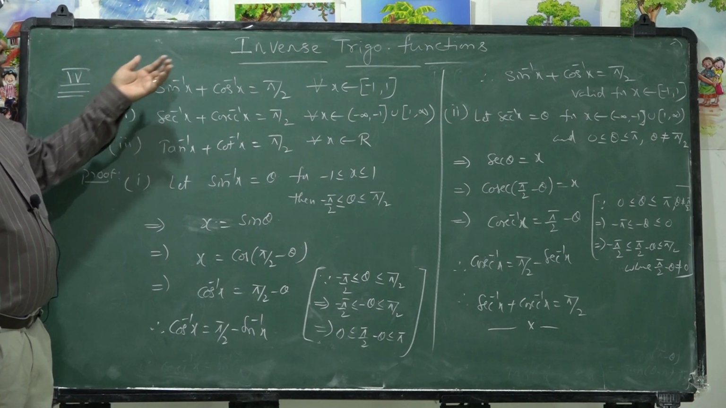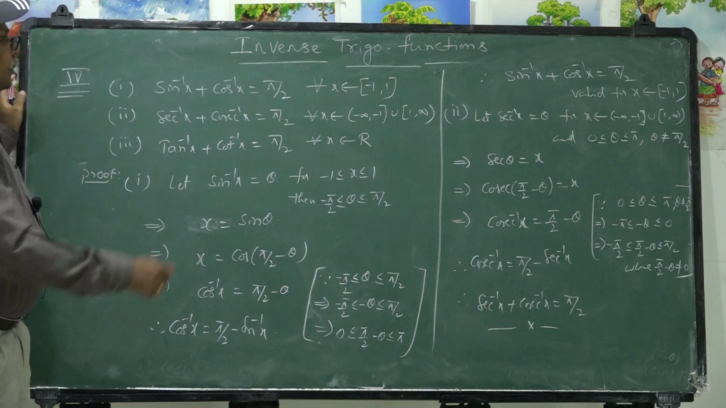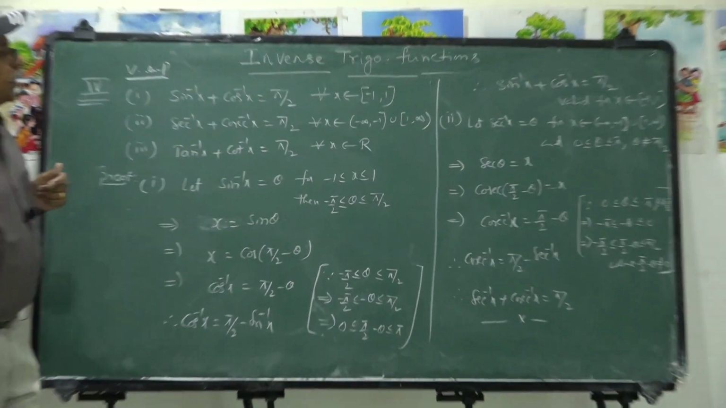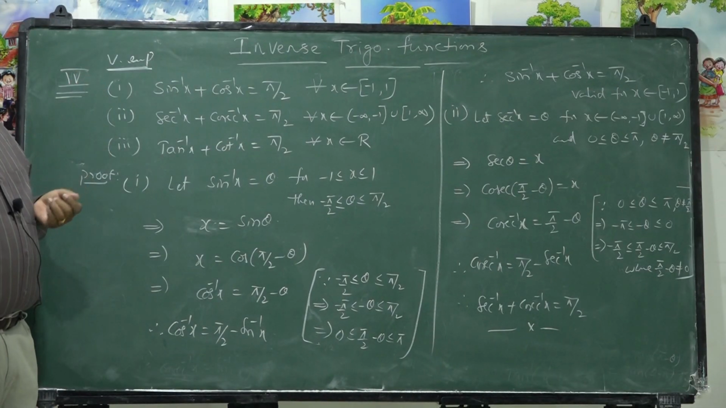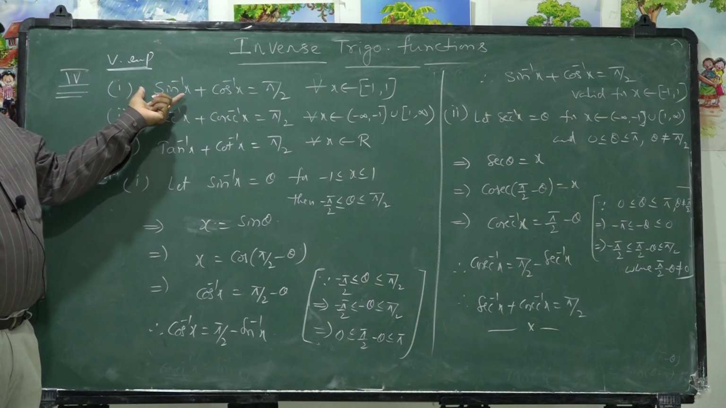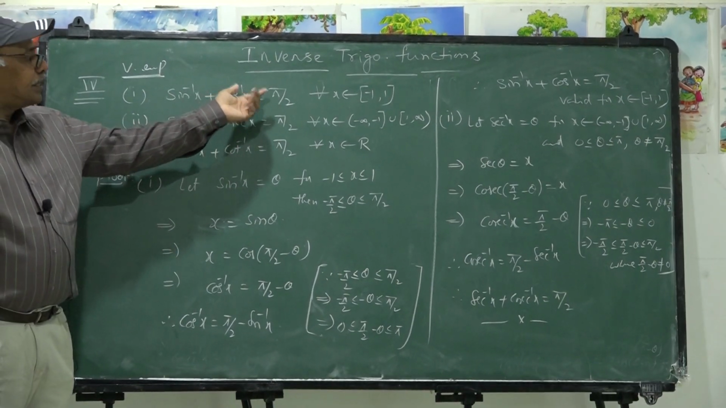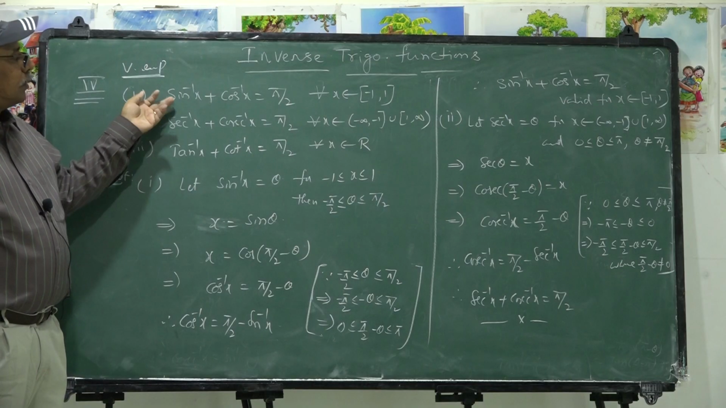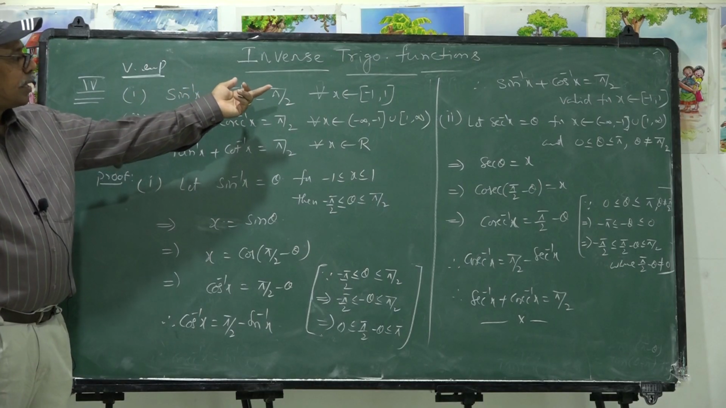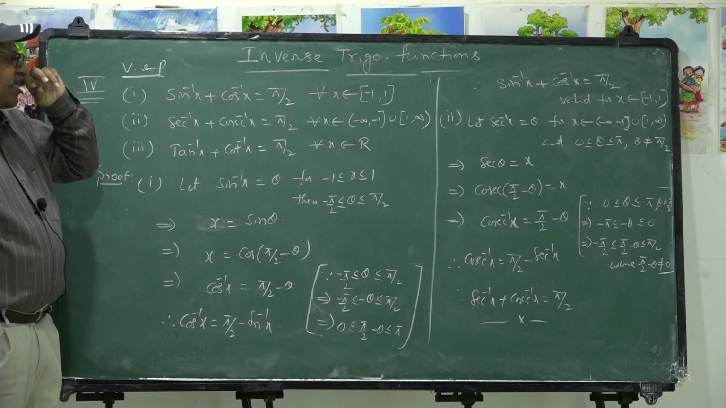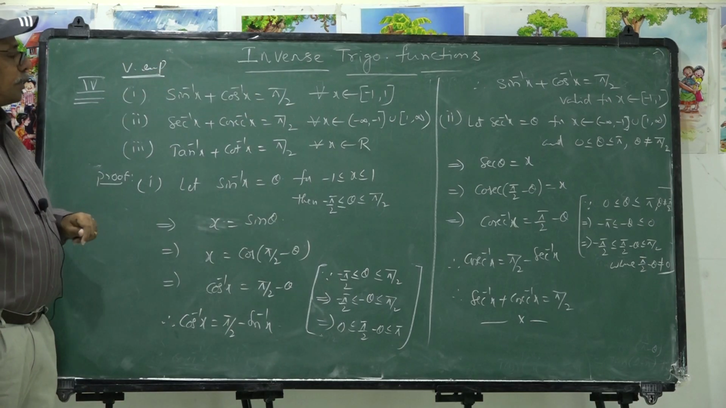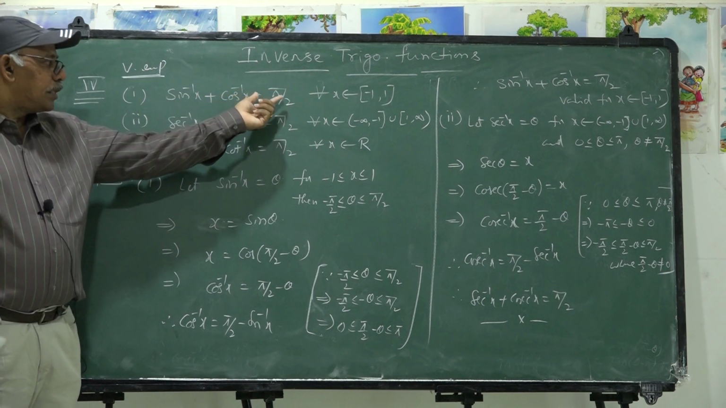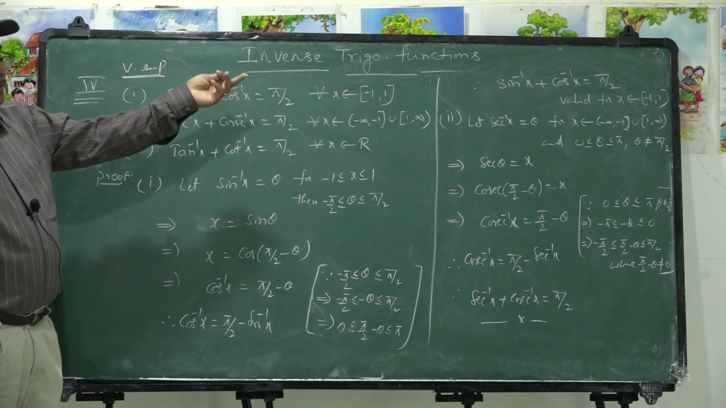Coming to the fourth property of inverse trigonometric functions. This is a very important property in inverse trigonometric functions. Sin inverse x plus cos inverse x is always pi by 2. It is always constant, pi by 2. This relation is valid for all x that lies between minus 1 and 1. X belongs to the closed interval minus 1 comma 1 only, it is valid.